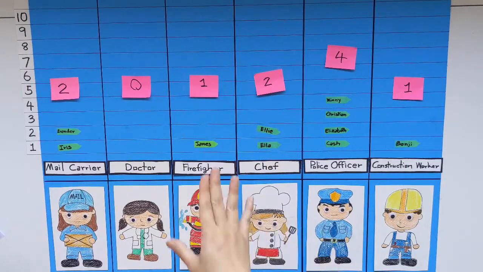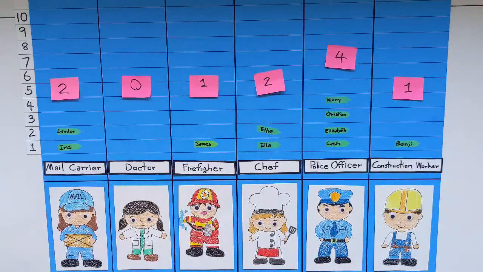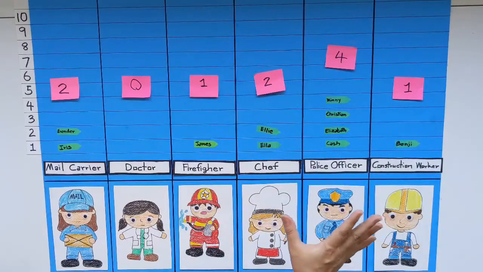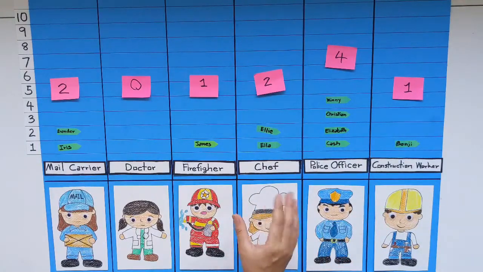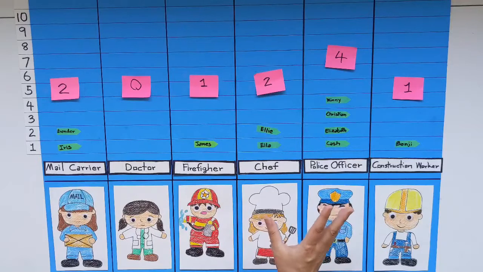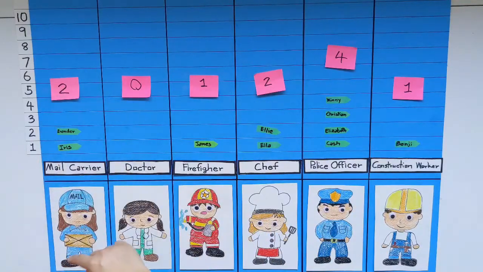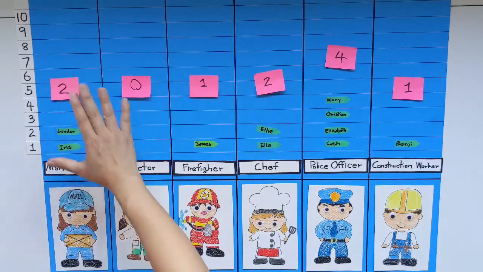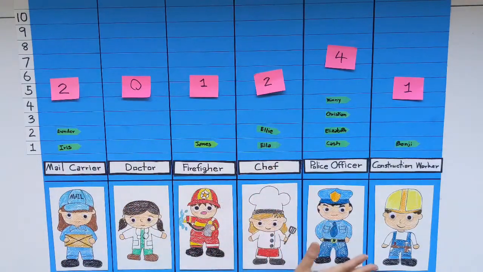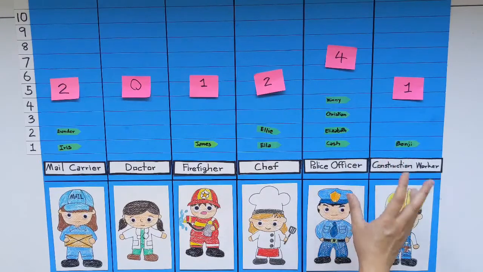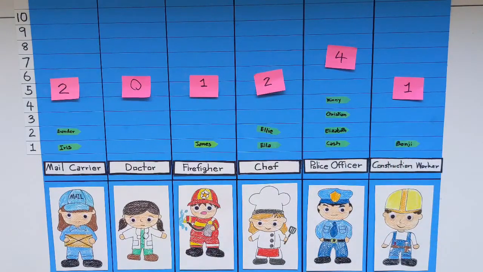So I will ask them sample questions, like have them count how many votes each community helper received. So this is what we already got, and then put the number on the column and have the children compare column height to determine whether they have more, fewer, or the same number of votes.